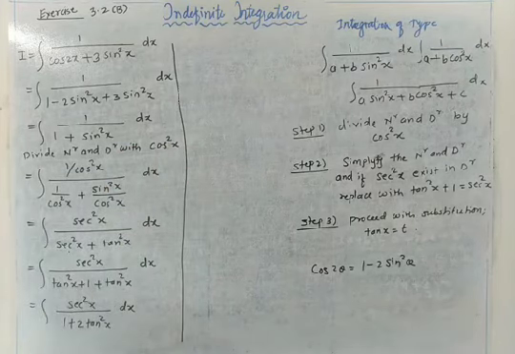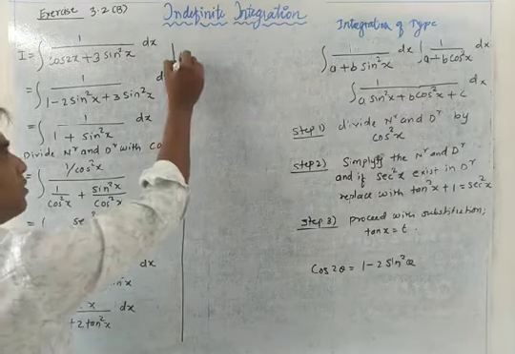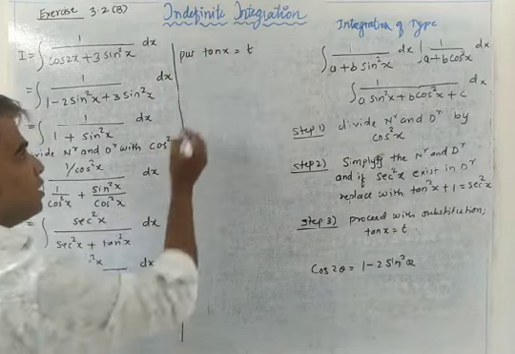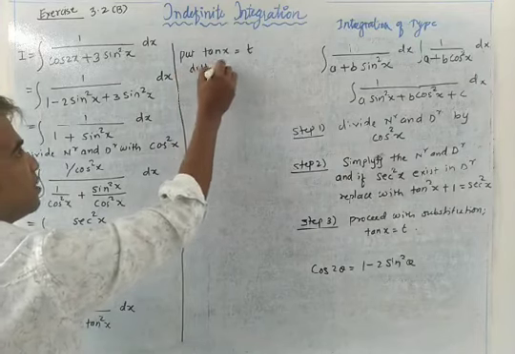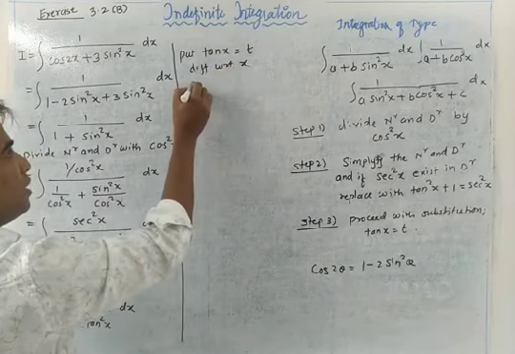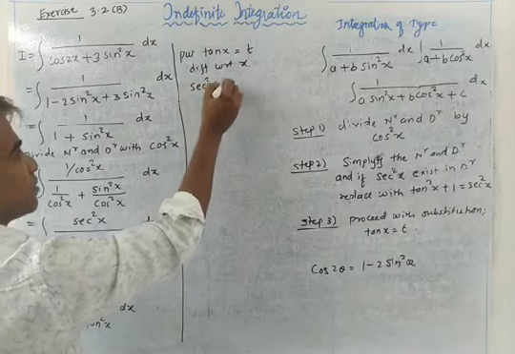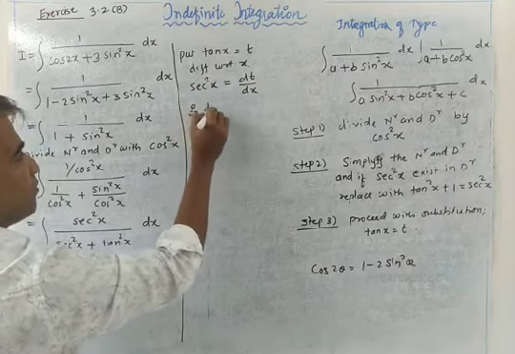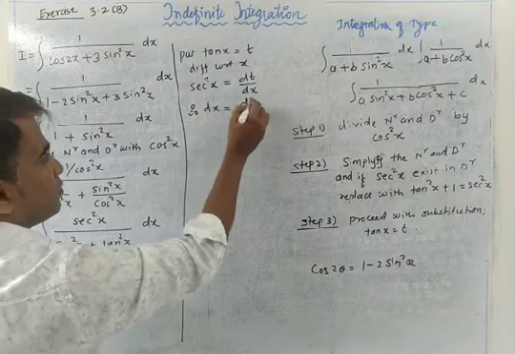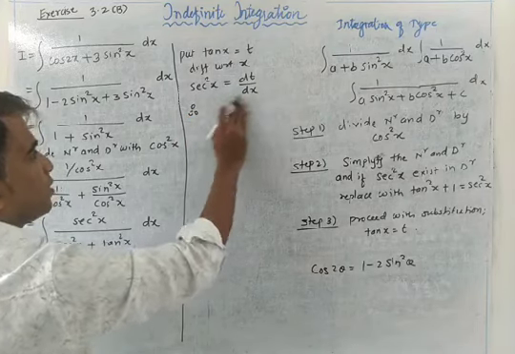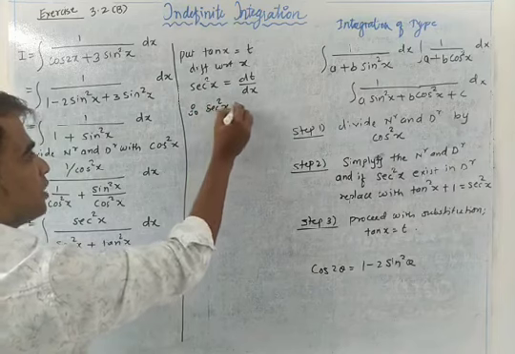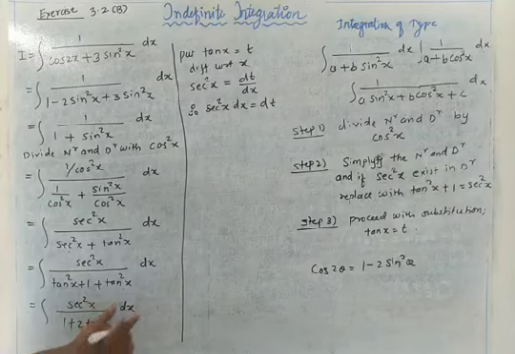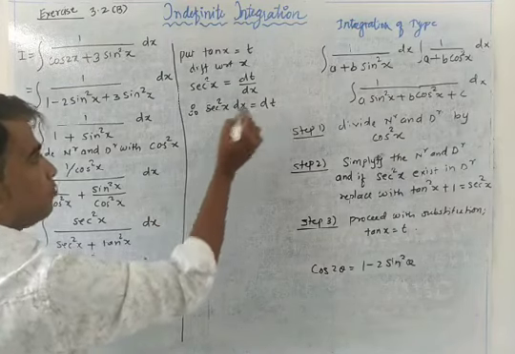What is step 3? Proceed with substitution tan x is equal to t. That is, put tan x is equal to t. Now differentiate with respect to x. We will get sec square x is equal to dt by dx. Therefore sec square x dx is equal to dt. Already sec square x exists in the numerator, so now directly the numerator will become dt.